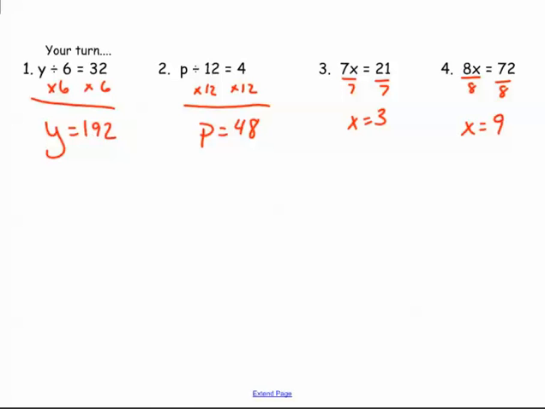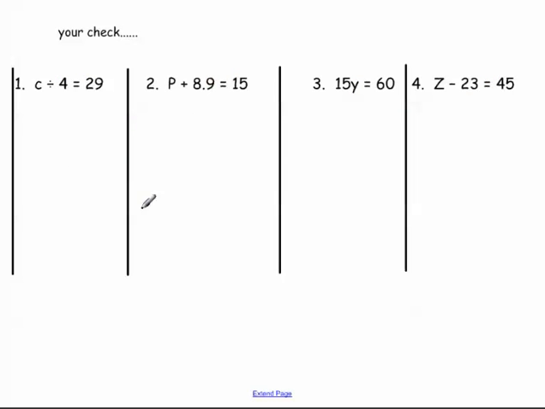All right, now let's put it all together. I've got 4 problems for you. They are on your notes as well. 4 problems: 1 addition, 1 subtraction, 1 multiplication, and 1 division. Go ahead and pause the video and do these 4 problems, and check back when you have your answers.